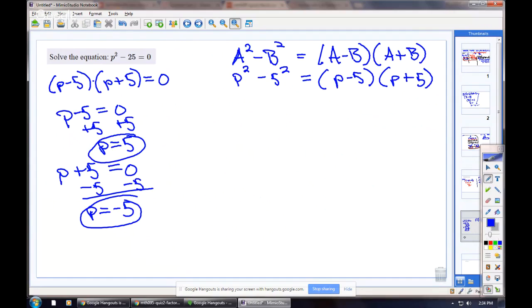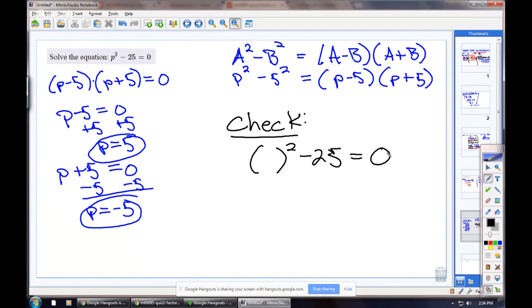Are we right? I don't know. Let's check. To check, go back to the original. Plug it in and pray. So the original says something squared minus 25 is supposed to equal 0. We think that 5 is one of those numbers. Let's see, 5 times 5 is 25, minus 25. Yep, that's 0. Other possibility is (-5) squared.